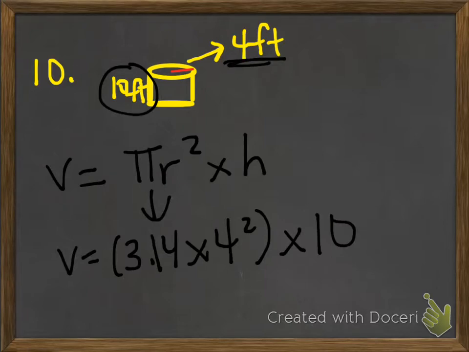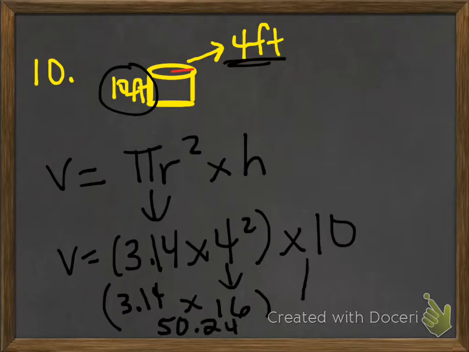Okay, so go ahead and get your calculators and let's multiply. Well, we don't need that calculator for 4 to the second power. That's 4 times 4, which is 16. And we could multiply pi times 16, and that would give us 50.24. Then we're going to multiply times that 10, the height. And the answer for volume will be 502.4. What kind of measurement is this? Oh, cubic feet. Okay? You got this.